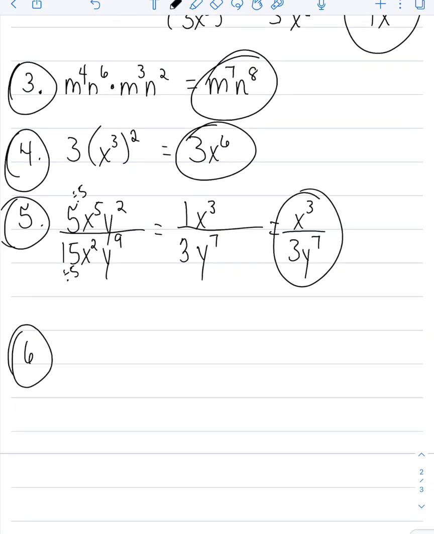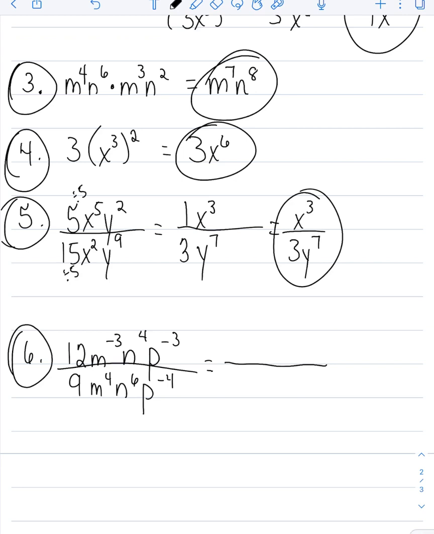Now let's try one final example of problems you may see. So let's do 12, m to the negative 3rd power, n to the 4th power, p to the negative 3rd power, divided by 9, m to the 4th, n to the 6th, p to the negative 4th power. So again, I see several things. I see the quotient rule, I see negative exponents. So again, let's just take it one thing at a time.